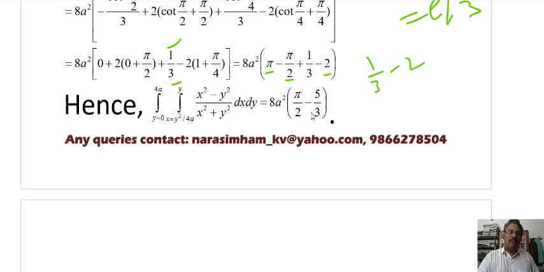So finally we got the integral value. The double integral from 0 to 4a, y square by 4a to y, of x square minus y square by x square plus y square dx dy, equals 8a square into pi by 2 minus 5 by 3. So this is the solution of the double integral.